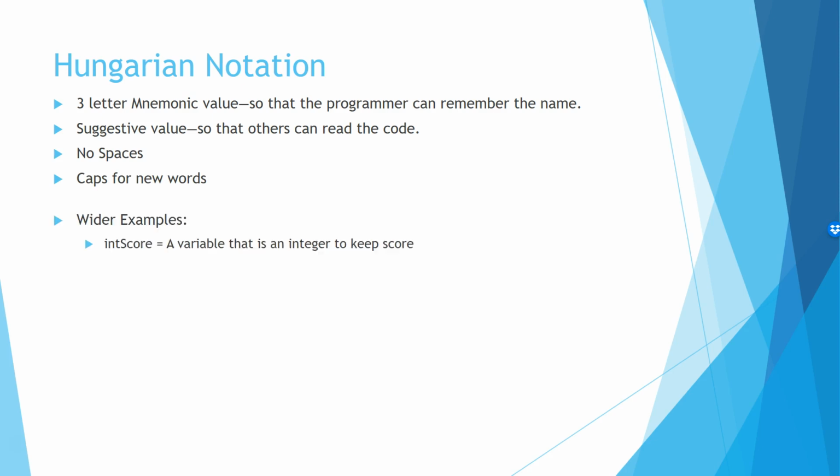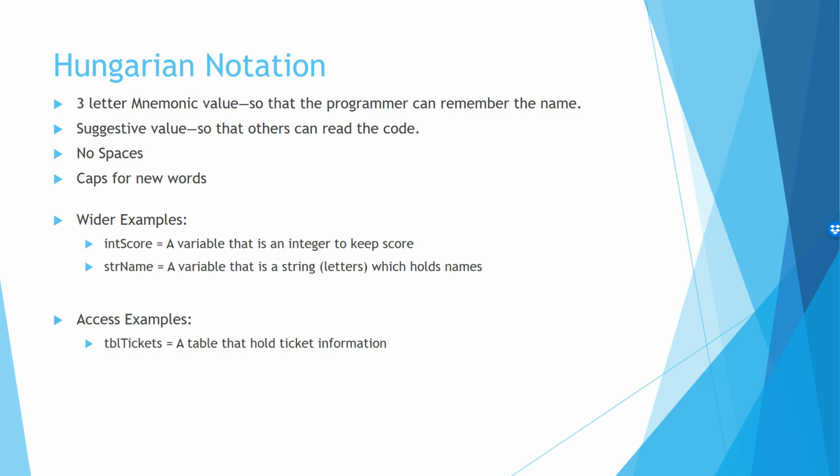So some wider examples. intScore, with a capital S, is a variable that is an integer used to keep score. So you've got the 3-letter mnemonic, and then you've got the descriptive or suggestive value following it. strName is a variable that is a string containing letters which will hold names. So Access examples, how does this affect us? tblTickets, that is a table that holds ticket information. So the change here is, instead of our old database, we've got the name followed by tbl. We're doing it the other way around, just to keep in line with Hungarian notation.